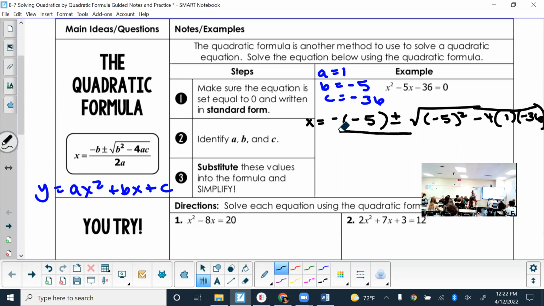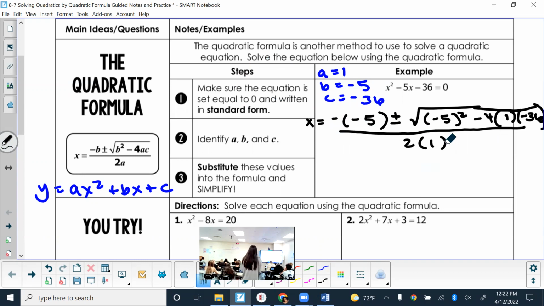And then this is all being divided by 2 times a, which what's a in this problem? 1. So I know some of these operations you can probably do in your head, like the -5 squared or the double negative becoming a positive. I really don't want you to skip this step though, because all the time students do, and then they make silly mistakes. So don't skip this step.